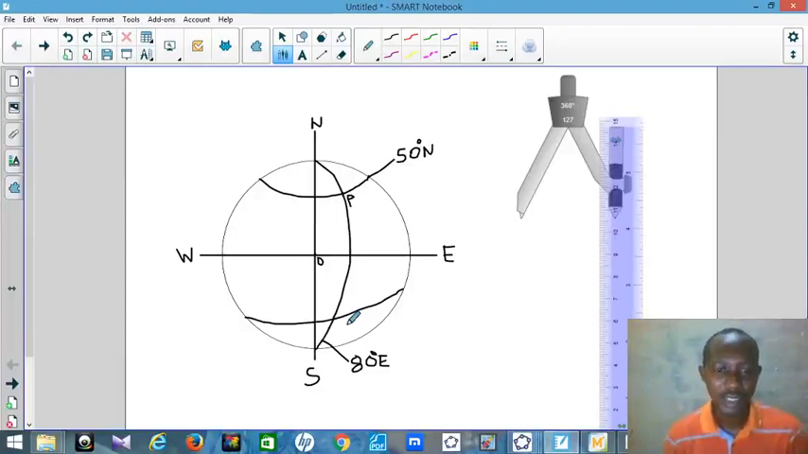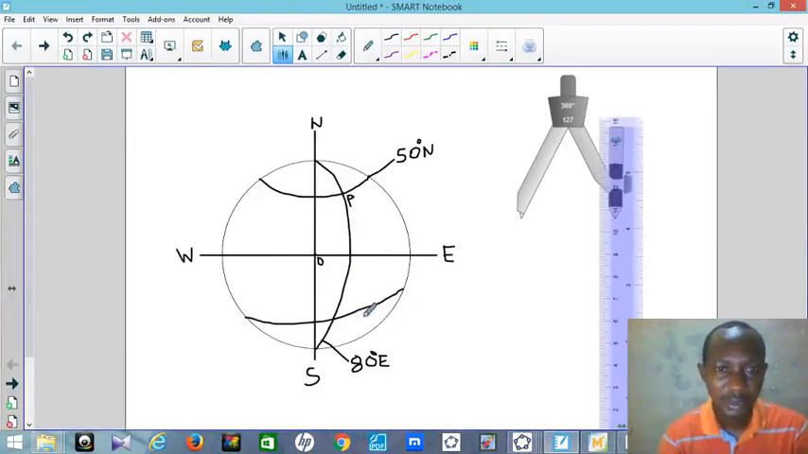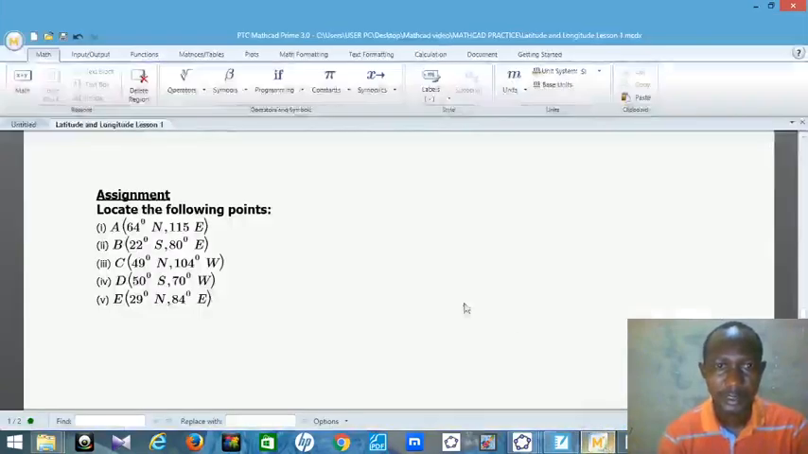Even WAEC recommends this. You cannot represent a sphere very well on a two-dimensional plane. So with this simple sketch, if you label it very well and make it neat, just use your instrument, your compass and your ruler, make it neat and a fine construction, and your work will be okay. So take notes, do the assignment.